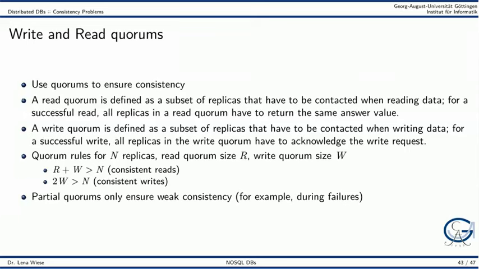N is the total number of replicas, R the read quorum size, and W the write quorum size. The rule for consistent reads requires that the sum of R and W is larger than N. In other words, the read quorums and write quorums have to overlap. The rule for consistent writes requires that 2 times W is larger than N. In other words, any two write quorums have to overlap. If we relax these rules and allow so-called partial quorums, for example due to failures, we can only ensure weak consistency.